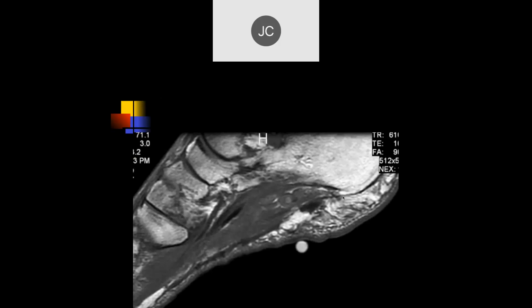Probably more so in people who wear shoes. If we did a study in Aborigines or people who don't wear shoes, we'd probably find a lot less osteophytes. These osteophytes are due to partial tears of the origin of the plantar fascia.